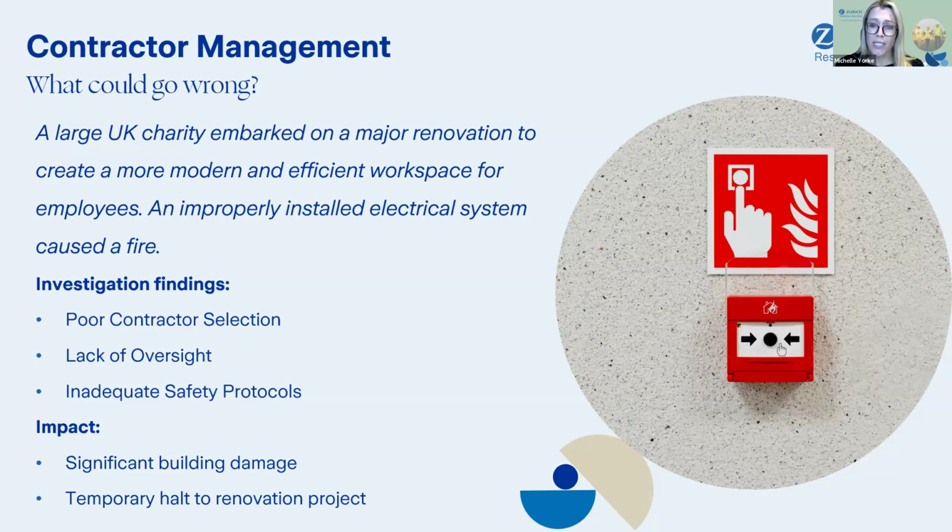And the fire forced an immediate halt to the renovation project. The timeline for completion was significantly extended, delaying the move-in date for staff and disrupting the charity's operations. Employees had to work from temporary locations or remotely, and that affected productivity and coordination of charitable activities. The charity also faced unexpected financial burdens due to the repair costs and the need to hire a new contractor to rectify the issues. So we can see how contractor management here played a significant role in terms of things going wrong and the on-costs that came with that.